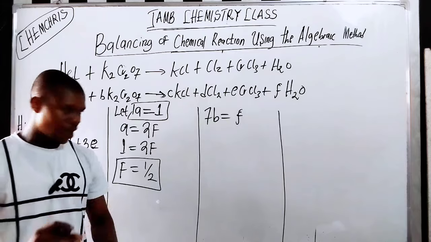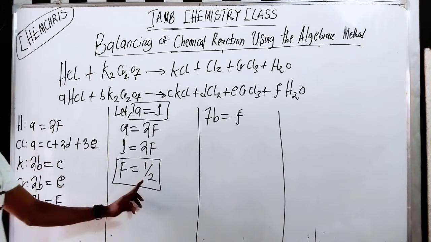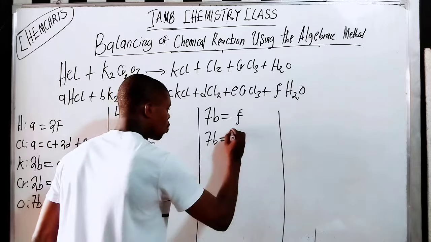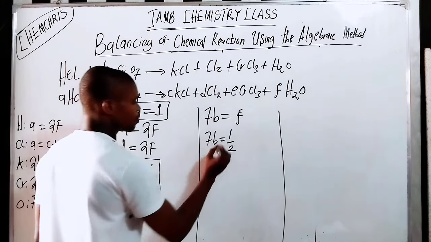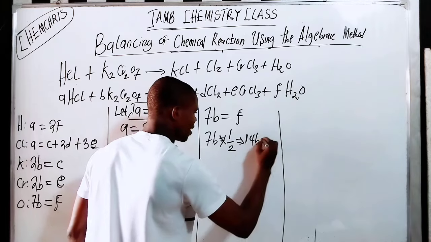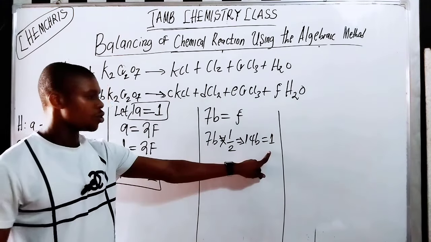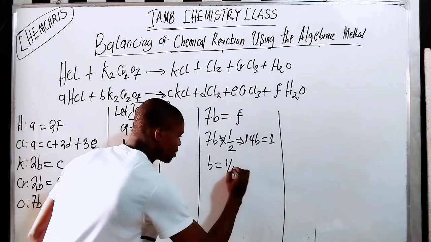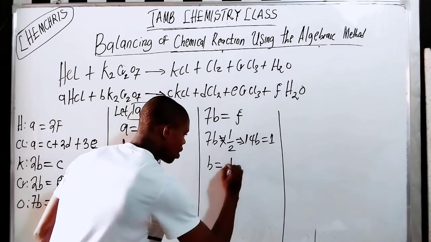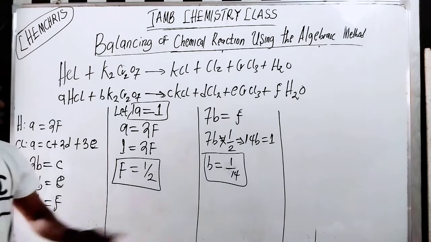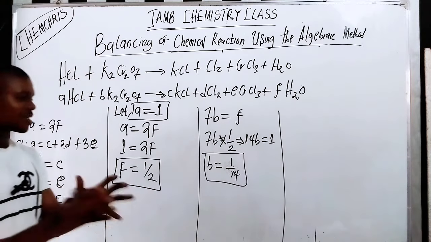You get as that. Now, my F is already equal to 1 over 2. So, it's going to be 7B equals 1 over 2. So, when you cross multiply, here we have 14B equals 1, right? So make B the subject of the formula here. We have B equals 1 over 14. Yes, 1 over 14. That is it.